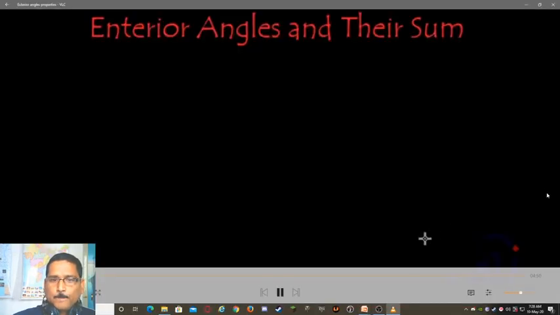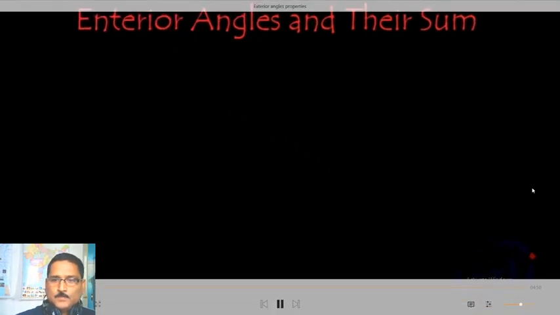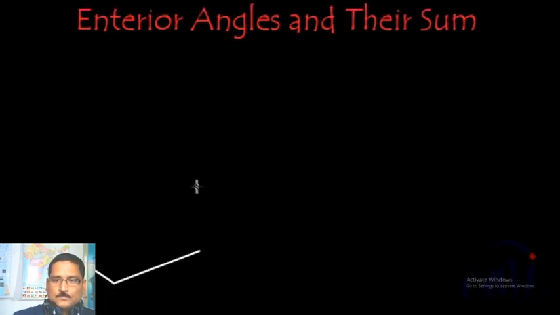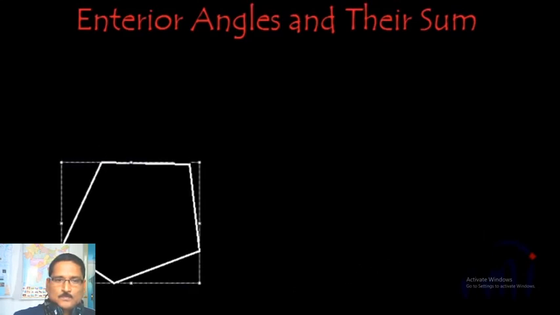Hi, so today we are going to find the sum of exterior angles of a polygon using a visual method. For that I am going to draw a polygon. So these are the two points. Let this be the third point, this be the fourth point, and this be the fifth and final point, right? So we have a five-sided polygon.